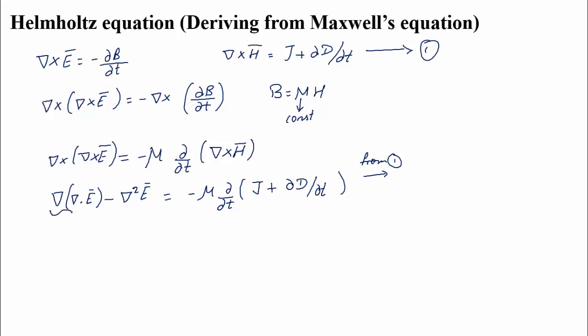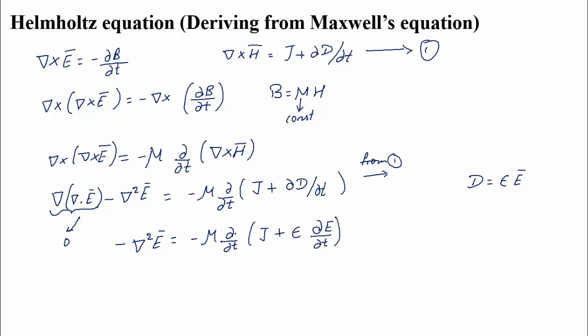Next, let me take del of del dot E. It will be equal to 0. So what I will be getting is minus del square E, which is equal to minus mu times dou by dou T of J plus D, where D equals epsilon times E. So it is J plus epsilon times dou E divided by dou T. So this minus term and minus term I can cancel.